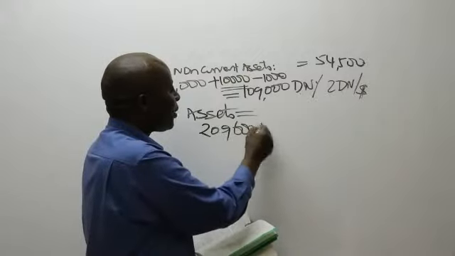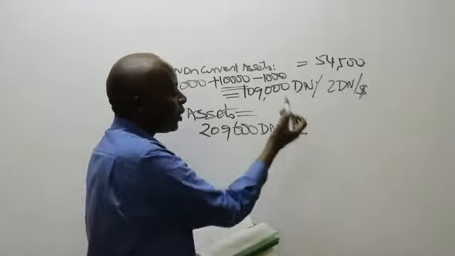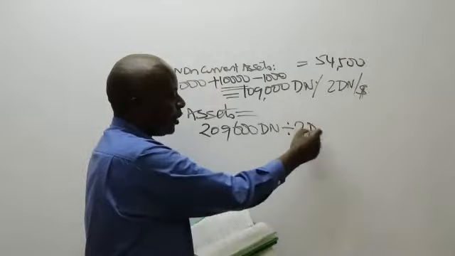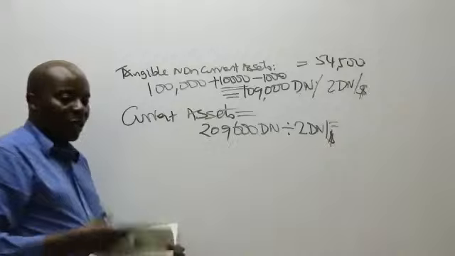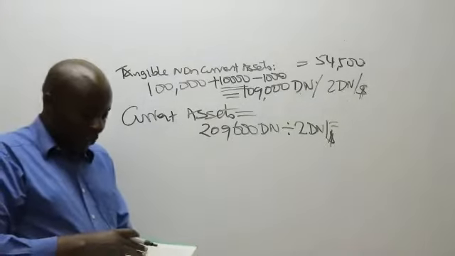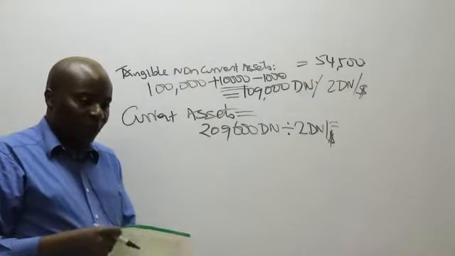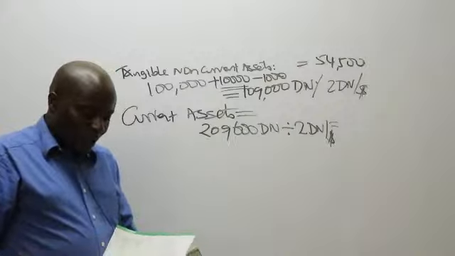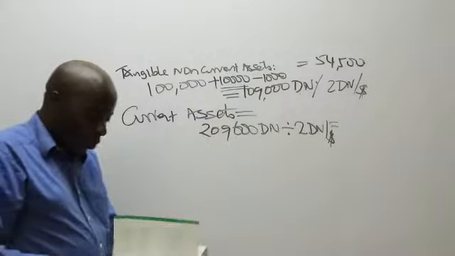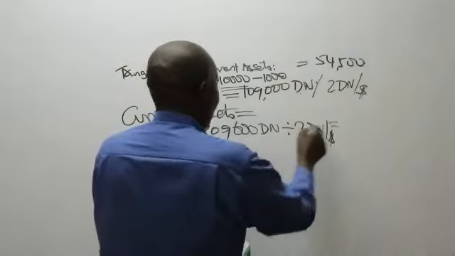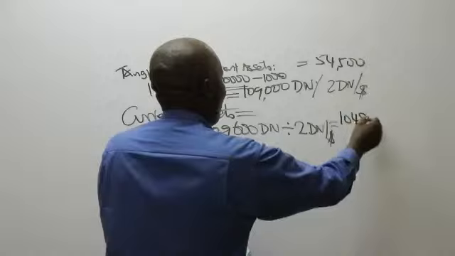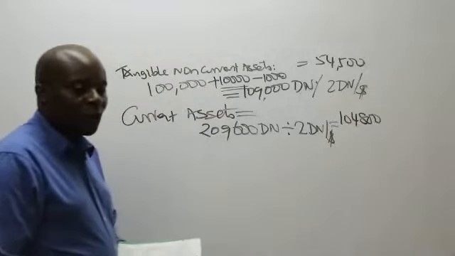So 209,600 DNs, I'm translating this using the 2. So divide by the 2 DN per dollar. So at the end of the day, I should be able to get how much? Somebody talk to me, please. 104,800. So I'm being given a figure of 104,800. Thank you very much.